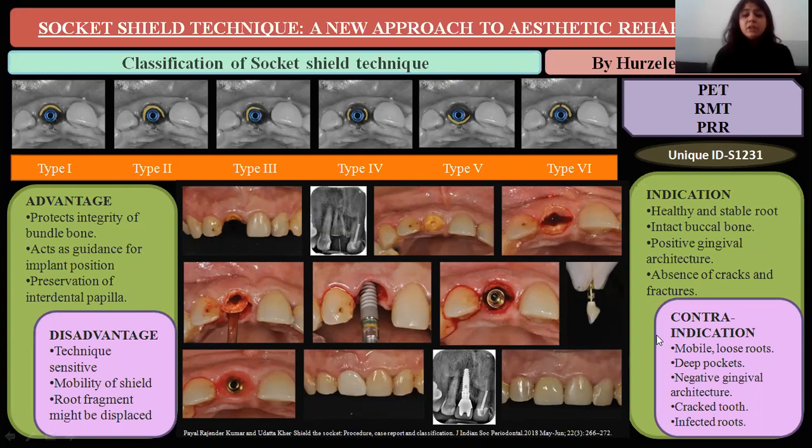This technique has certain indications: it is only done in a healthy and stable root where the buccal bone is intact, with a positive gingival architecture and no fractures. There are some contraindications of this technique, like when the root is mobile, the presence of a pocket, negative gingival architecture, and an infected root or a cracked tooth is present.